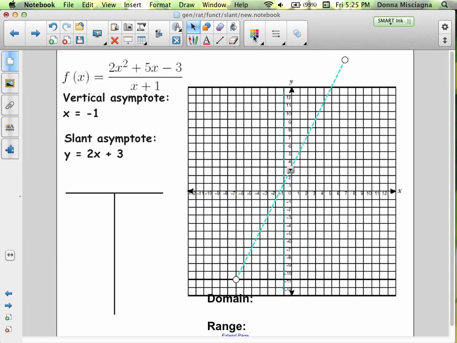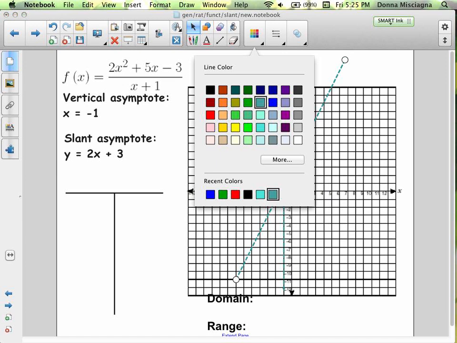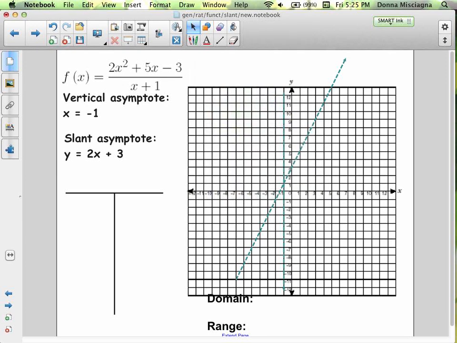Oops, I just want to change the color. Come on. And boop. So maybe you can see that a little bit better. All right, so there's our vertical asymptote right here at x equals -1. And there's our slant asymptote at y equals 2x plus 3.